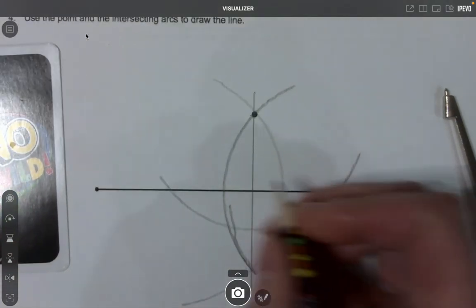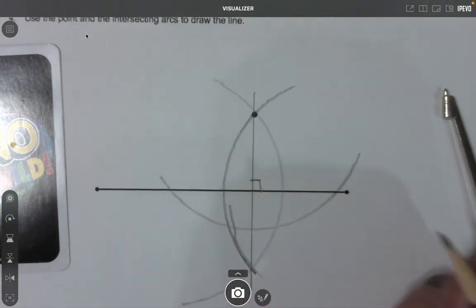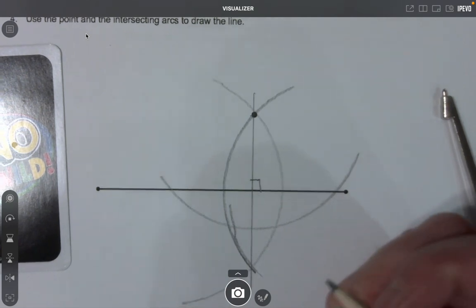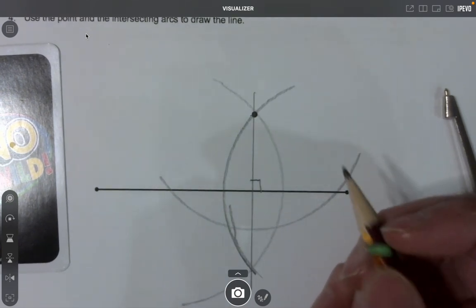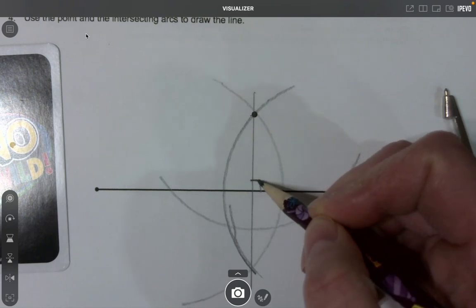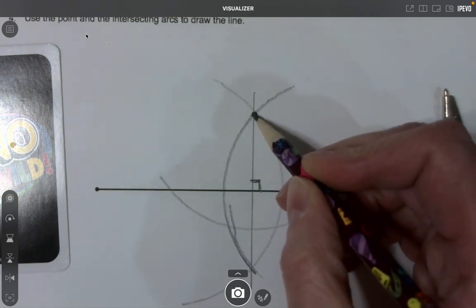So now this line that I drew is going to form a right angle with the line segment I already had. So that's what we're doing today. We're looking at constructing a perpendicular line, so perpendicular because it forms a right angle, through a point that's not on the line.